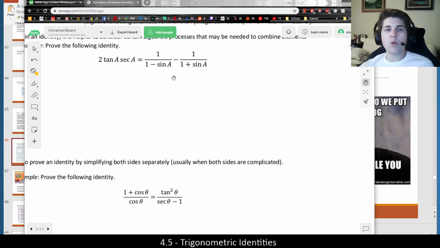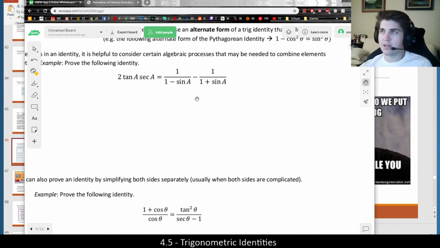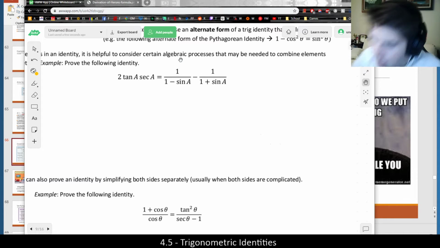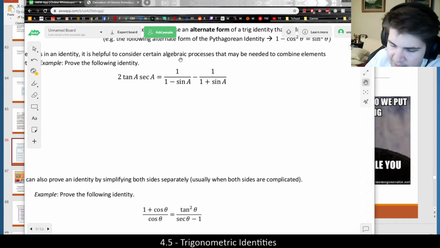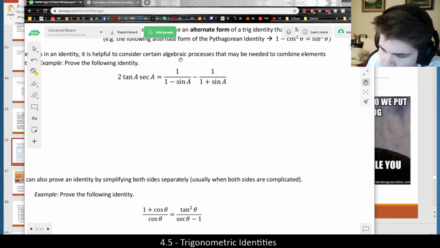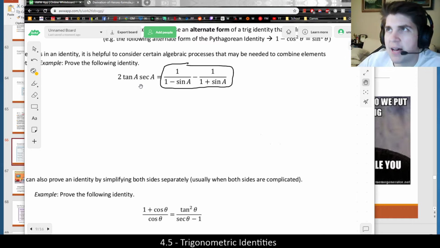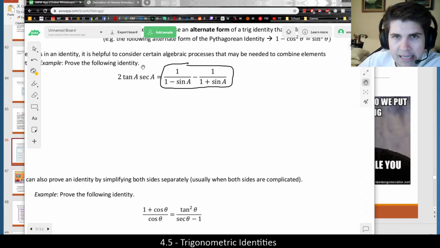But tip number 1 is start with the more complex side. So looking at this identity, I would definitely say the right-hand side is more complicated because it involves fractions, it involves a bunch of crud. The left-hand side, I wouldn't exactly say it's simple, involving secant and tangent. But what I would think about is, can I see a possible way of changing this into this? Like, I don't know, tangent is sine over cosine, secant is 1 over cosine.